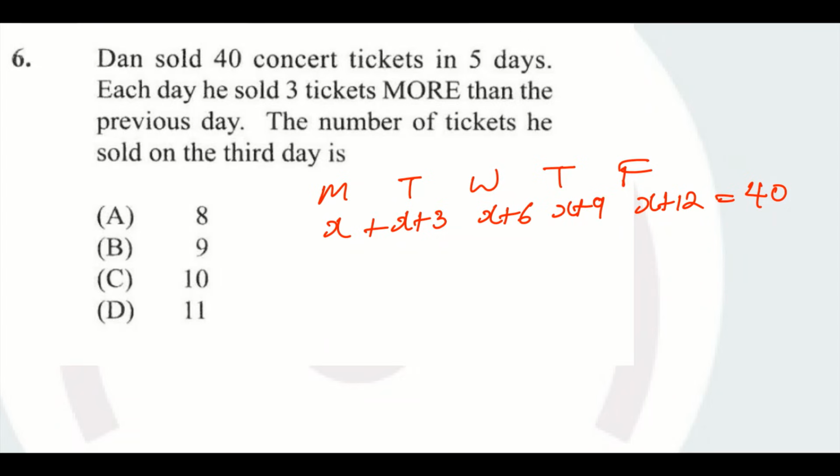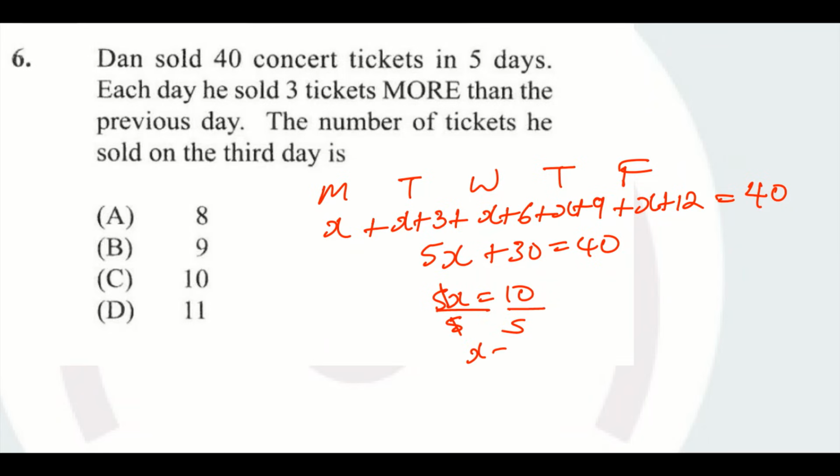So we're going to add up all of those. So we have X plus X plus X plus X plus X, we get 5X. And then we have 3 plus 6, that's 9. 9 plus 9, 2 9s is 18. And 18 plus 12, that gives us 30. So that is equal to 40. So now let's solve for X. So we have 5X is equal to 10. So dividing both sides by 5, X is equal to 2.